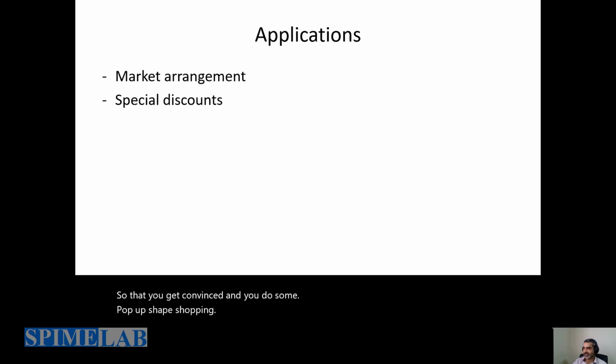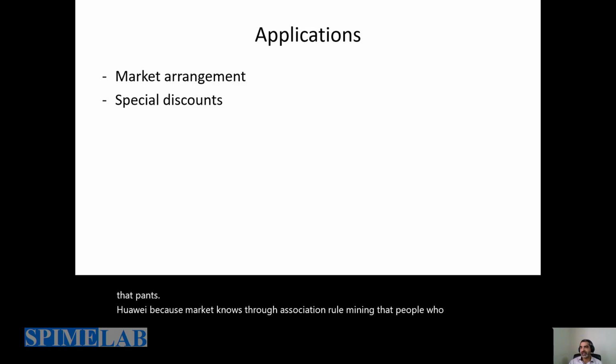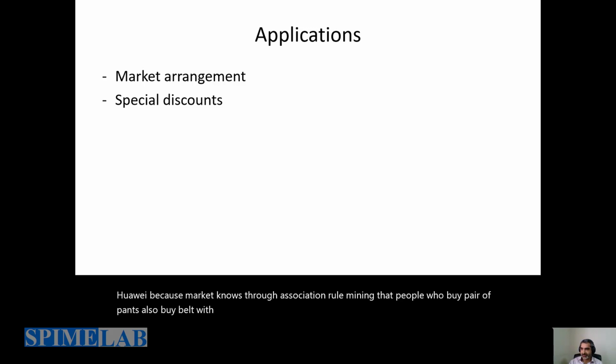You also get special discounts on items that you don't need. How does the market know that you deserve a discount? For example, if you buy a black pair of pants and you are checking out, you may get a discount on buying a belt with those pants. Why? Because the market knows through association rule mining that people who buy a pair of pants also buy a belt with it. It's very obvious, but sometimes you get to see non-obvious links as well through association rule mining.